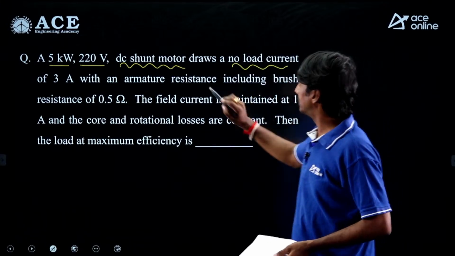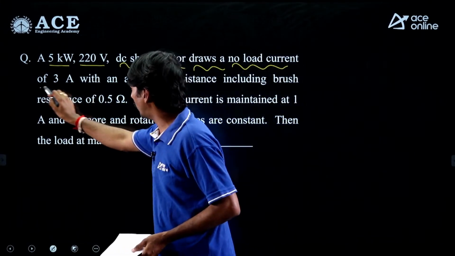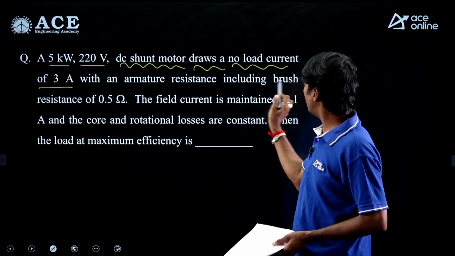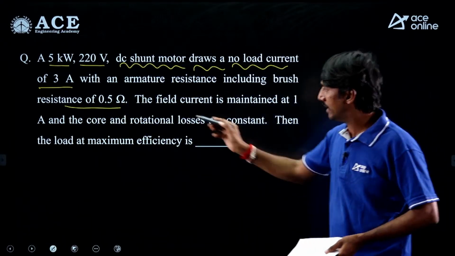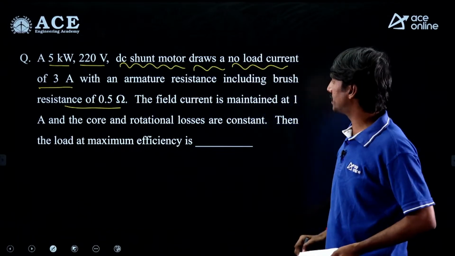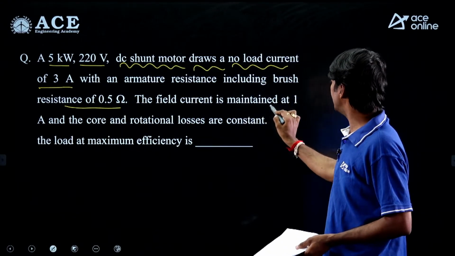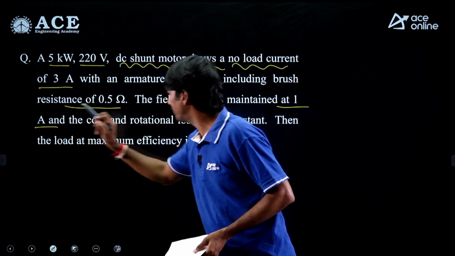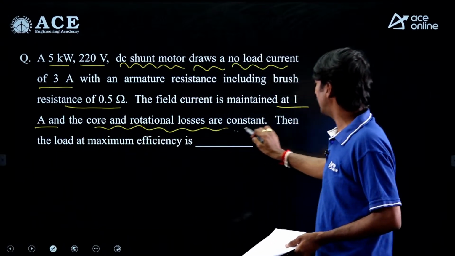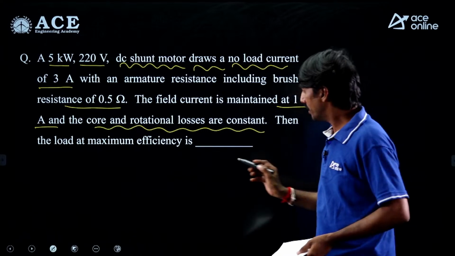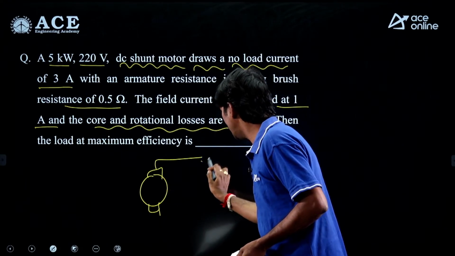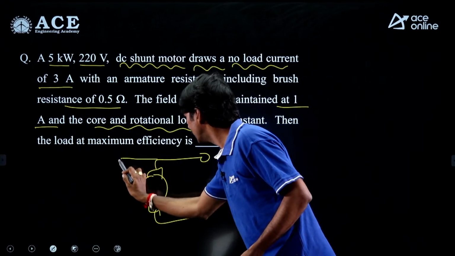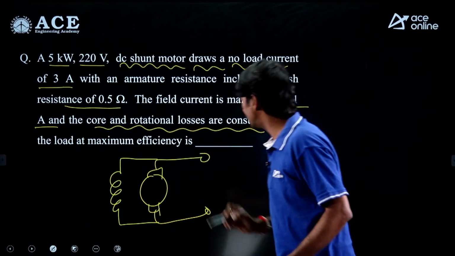The motor draws a no load current of 3 ampere, with an armature resistance including the brush drop. So no need to worry about the brush drop here. A combination of 0.5 ohm is given. The field current is maintained at 1 ampere, and the core and rotational losses are constant. Always, if these types of questions are given, try to draw the figure, then the solution will be very simple.